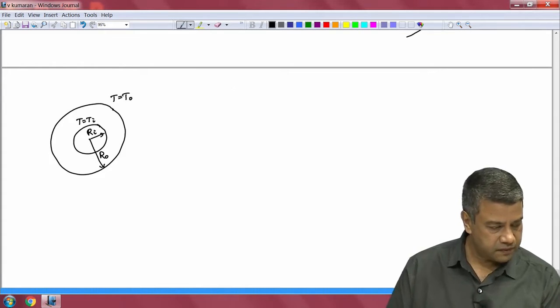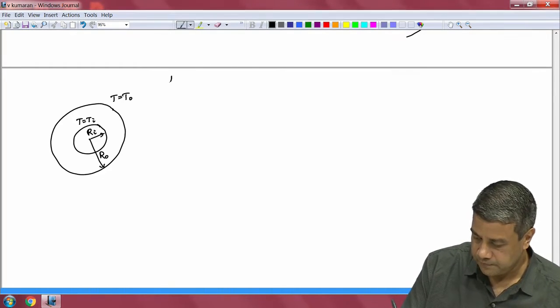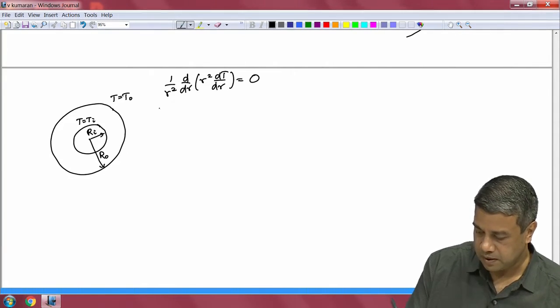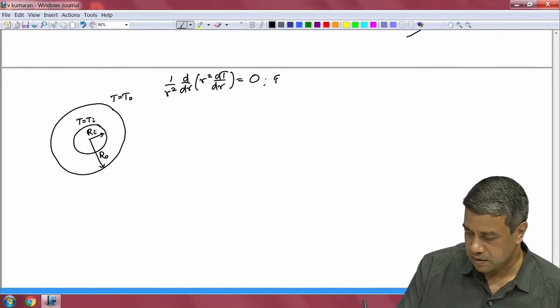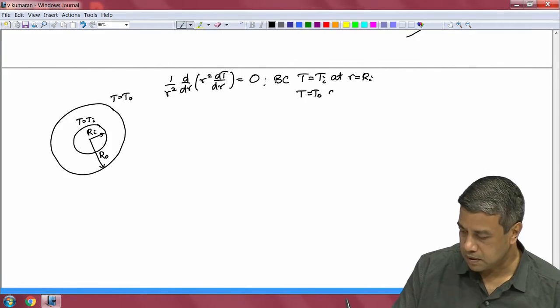So, I have to solve the differential equation 1 by r square d by dr of r square dT by dr equals 0. In this case, it will be a total derivative because it is steady, with the boundary conditions T is equal to T_i at r is equal to r_i and T is equal to T_o at r is equal to r_o.